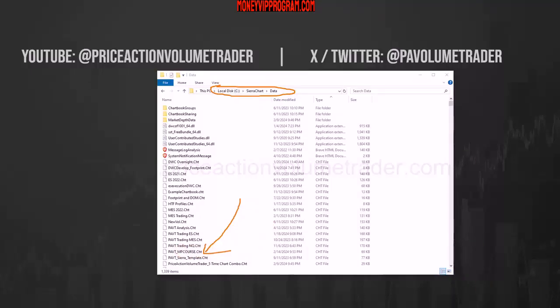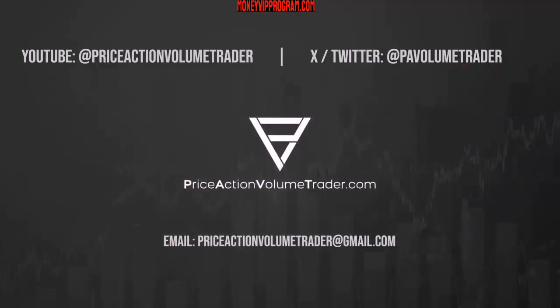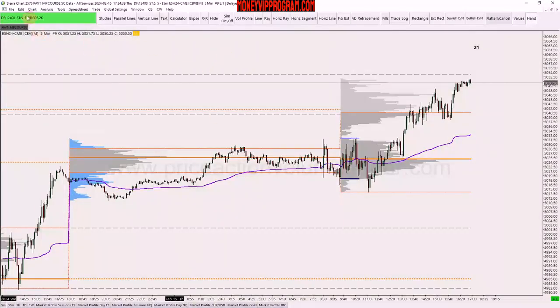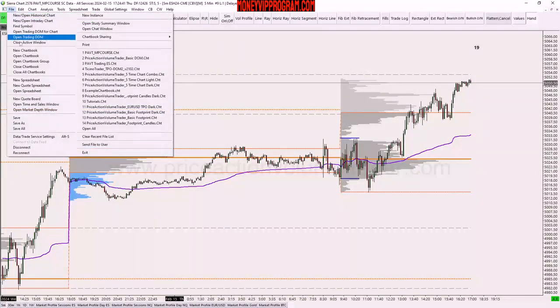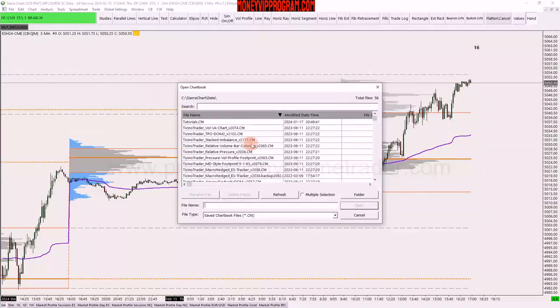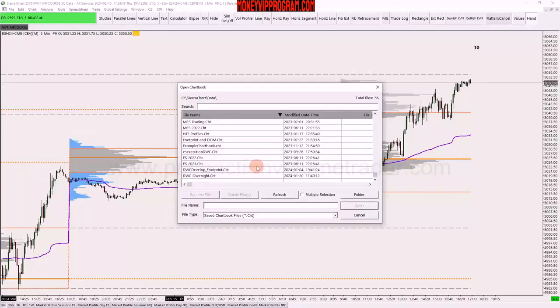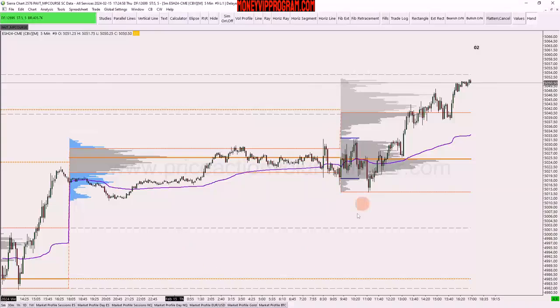The next time that you open Sierra Chart, you go to File, Open Chart Book, and then down here you go down the list, find this file, the PABT MP course, and click Open, and then this is what you are going to get.